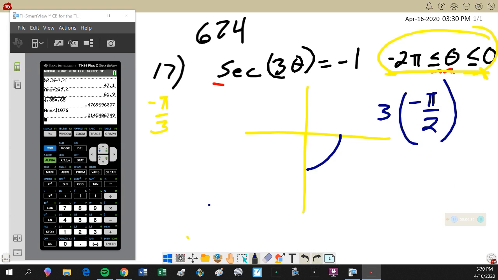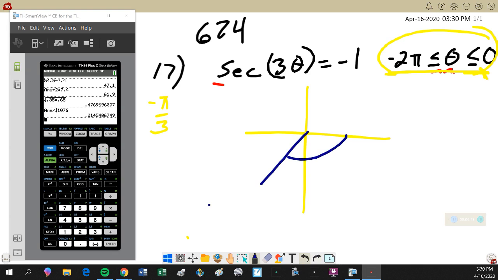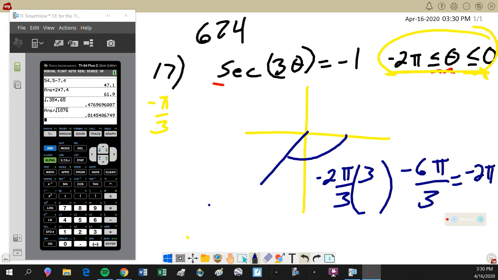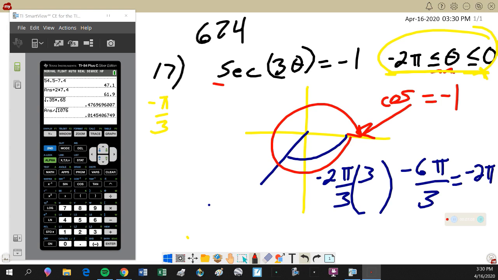So let's see what happens when I do negative 2 pi over 3. So I triple that, and I get negative 6 pi over 3, which is negative 2 pi. Where does negative 2 pi land? Well, negative 2 pi is right here. Is the cosine of that position equal to negative 1? No. So negative 2 pi over 3 did not work.